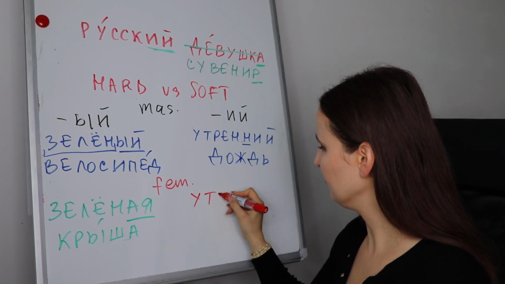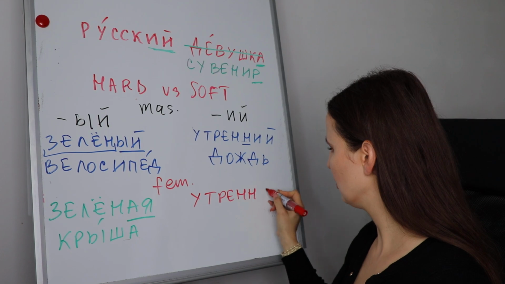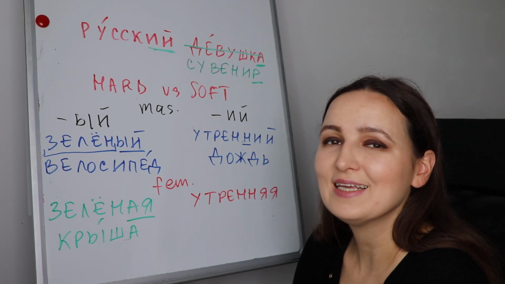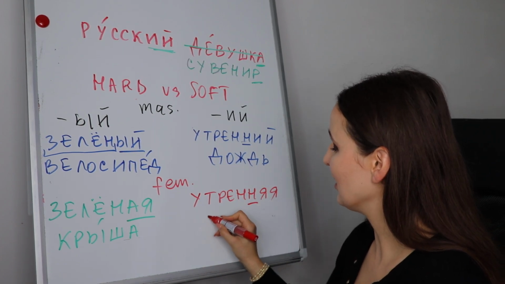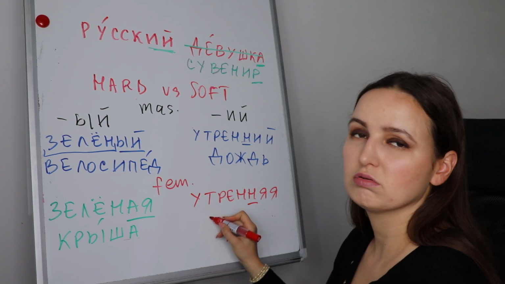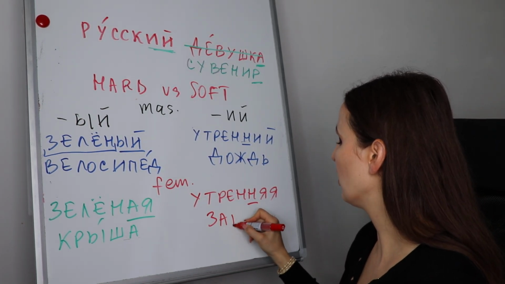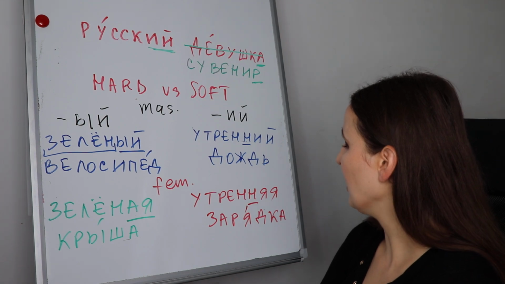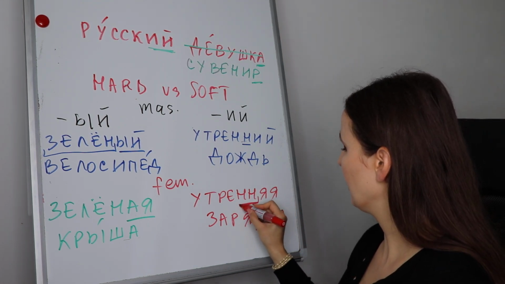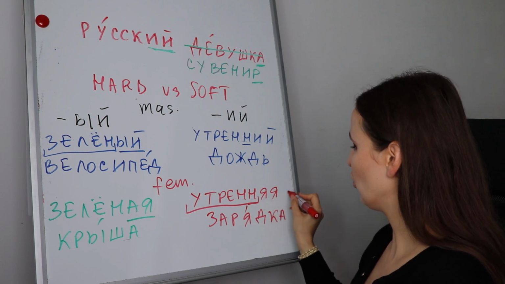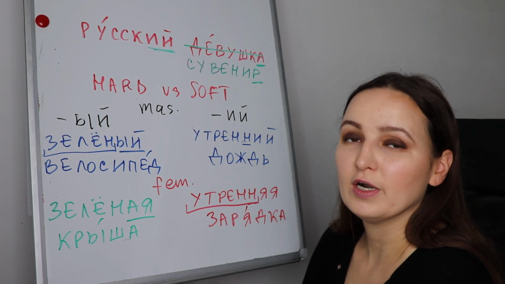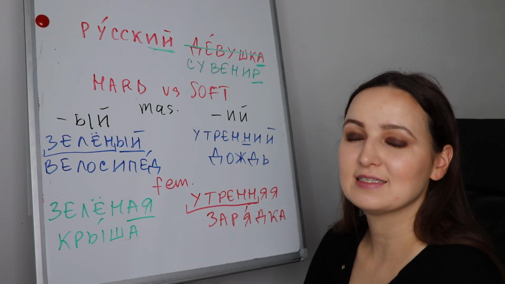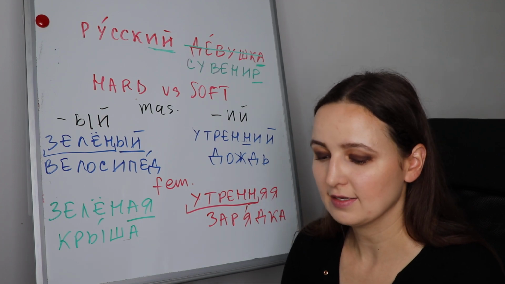Feminine. Утренняя. So it's soft. Утренняя зарядка, let's say, workout. Зарядка. Утренняя зарядка, morning workout. So the stem ends in soft N, and the ending, of course, will be яя for feminine adjective, feminine soft. Утренняя зарядка.